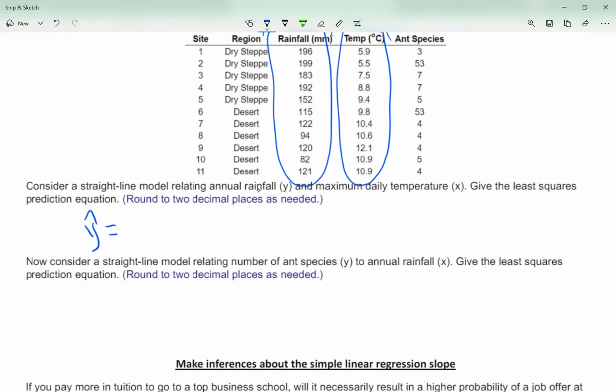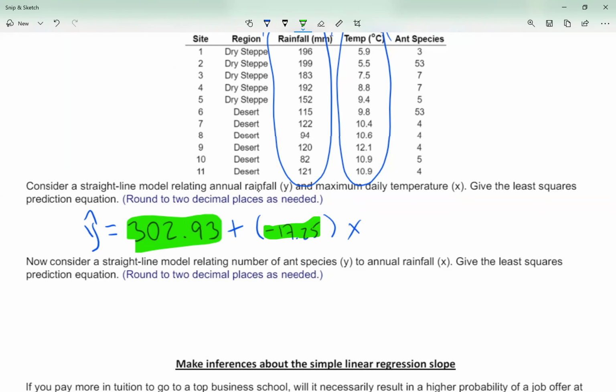I'm going to call this 302.93 plus, inside parentheses, a negative 17.25, and then there's an x. For your homework, I'm just going to ask you for these two values. I'm going to type in the rest. I'm just going to ask you for those two values.